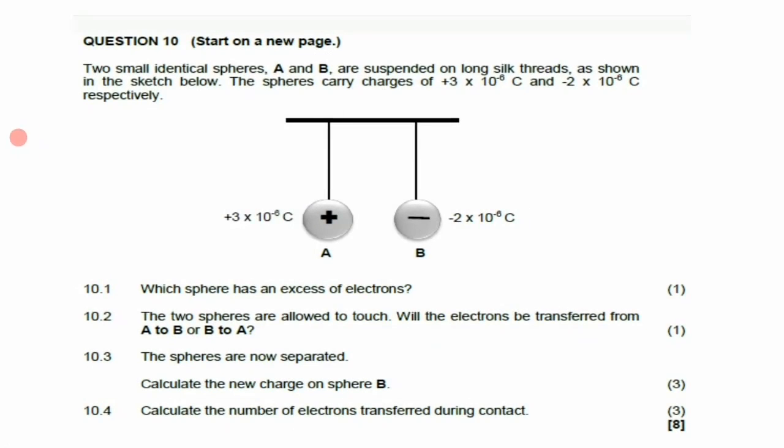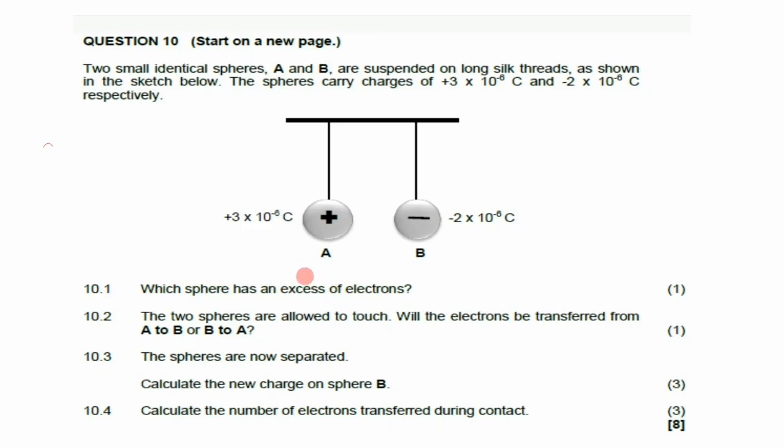Okay, we have question 10. It says two small identical spheres A and B are suspended on long silk threads as shown in the sketch below. The spheres carry charges of positive 3 times 10 to the power of negative 6 coulomb and negative 2 times 10 to the power of negative 6 coulomb respectively, as we can see from the diagram here, right? Then 10.1 says which sphere has an excess of electrons.